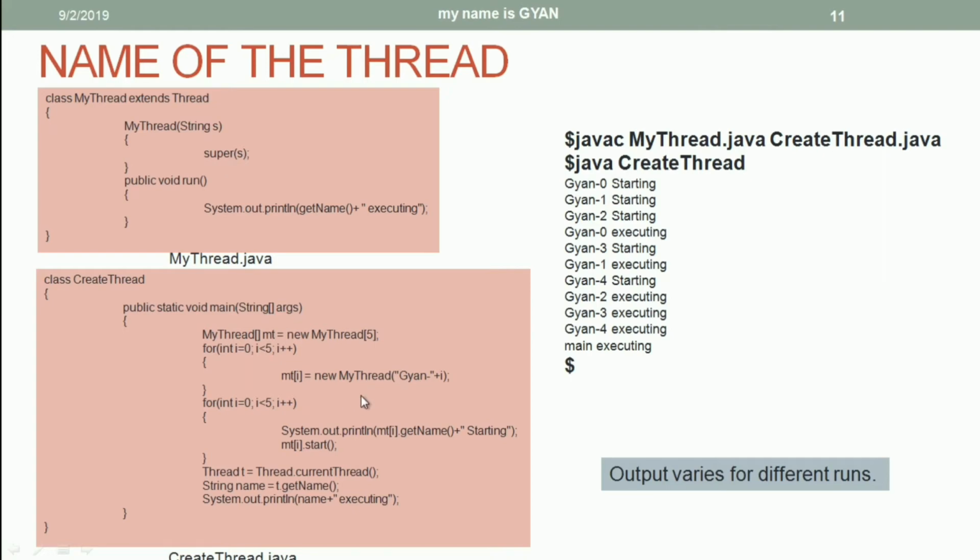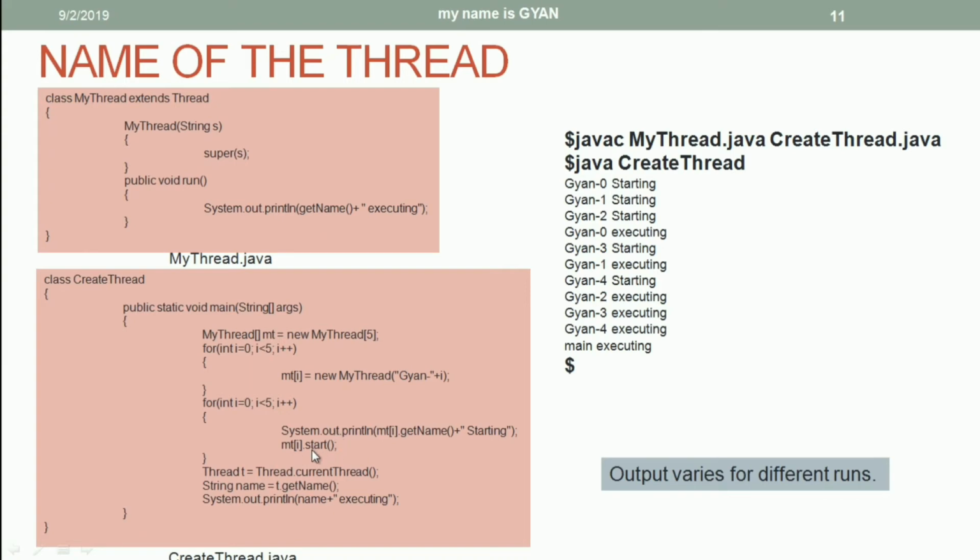So here we have created 5 different objects of type myThread with 5 different parameters, whose references are stored into the 5 different elements of the array. Then after, we are printing the name of the thread, and now the name will be this one, gyan0, gyan1, like that. The name of the thread plus starting, and then we are starting that thread.